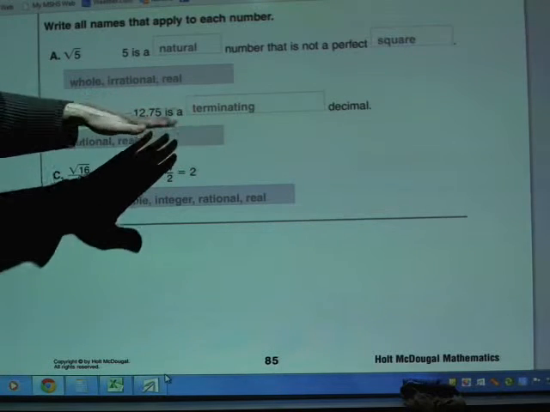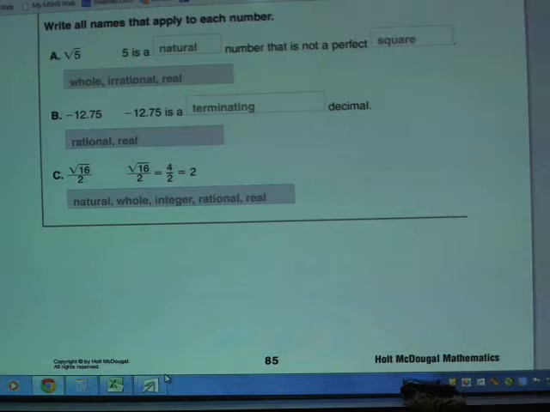Again, the fact that this is terminating is important because if it goes on forever and ever and doesn't have a pattern to it, that's going to make it irrational. So the fact that it terminates definitely makes it fall over onto that rational side. We don't even have to question it.